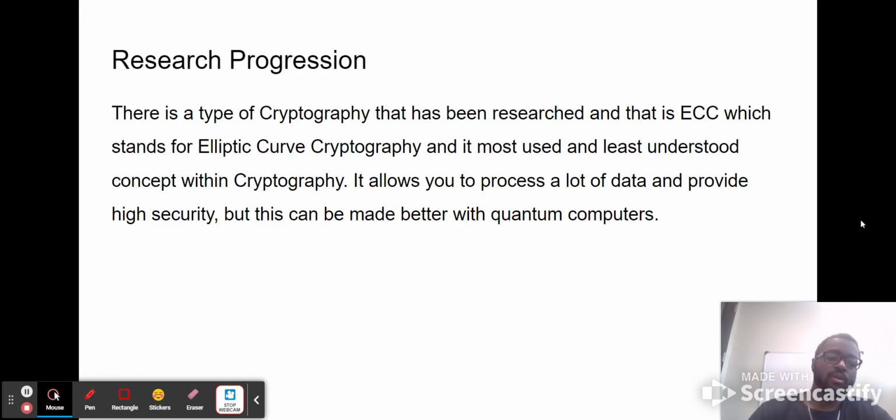So what's the research, right? What's going on with that? There's a type of cryptography that has been researched. It is called ECC, which stands for elliptic curve cryptography. It's the most used and least understood concept in cryptography, hence why they are researching it a lot more. It allows you to process a lot of data and provide high security. But this could be made better with quantum computers. It's not very optimal with the current state of computers now.